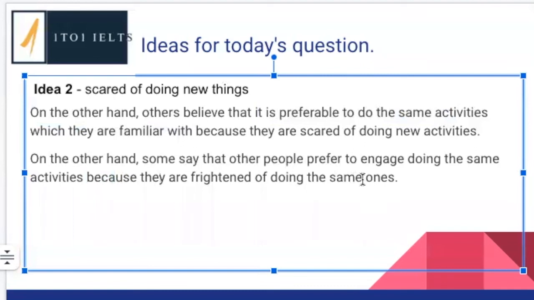There's one slight vocabulary issue here. We don't say engage doing. What would be the more accurate way to express this? So with engage, we can use a preposition here instead of a verb. Aha, Sahar's got it, yeah. So some say that other people prefer to engage in the same activities because they are frightened of doing the same ones. Okay, good, clear.